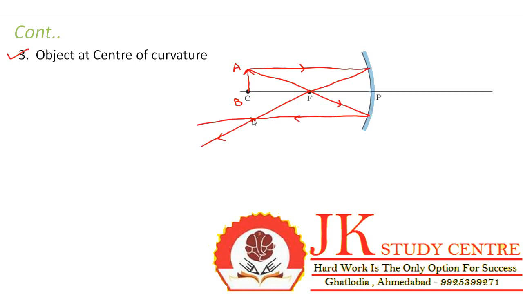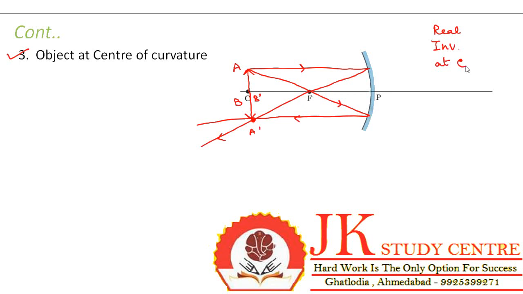So what do we see? They meet at this point. That means an image will be formed here, and we call this image B dash A dash. So what is the nature of this image? It is again real because the rays are actually meeting at this point. It is again inverted, right?